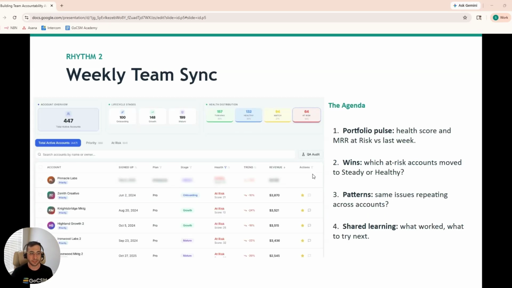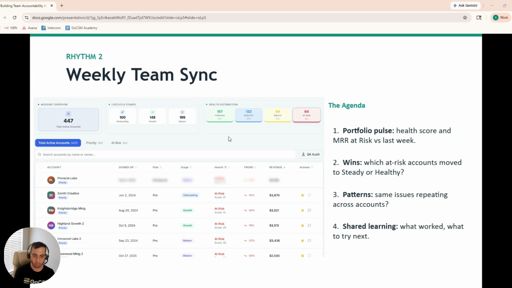Next, you have the second rhythm, which is the weekly team sync. This one is about your portfolio as a whole, and this is where the team can learn from each other. So start with a portfolio pulse. Pull up health overview and show the room the agency health score and the band distribution between the different types: thriving, healthy, watch, and at risk. And compare it to last week. So ask the whole team and yourself, is the portfolio getting healthier or are things slipping through the cracks?